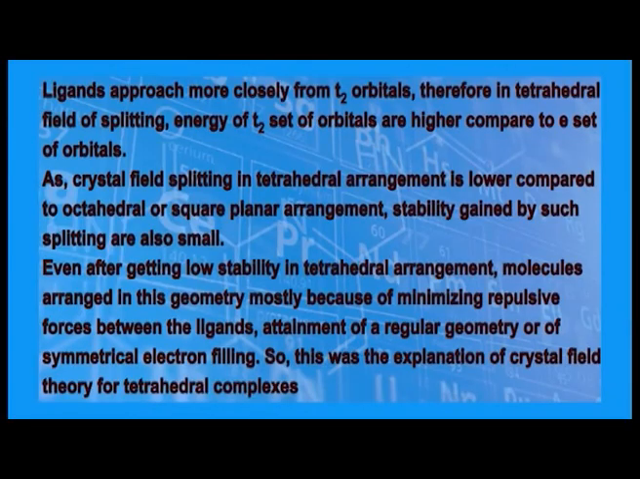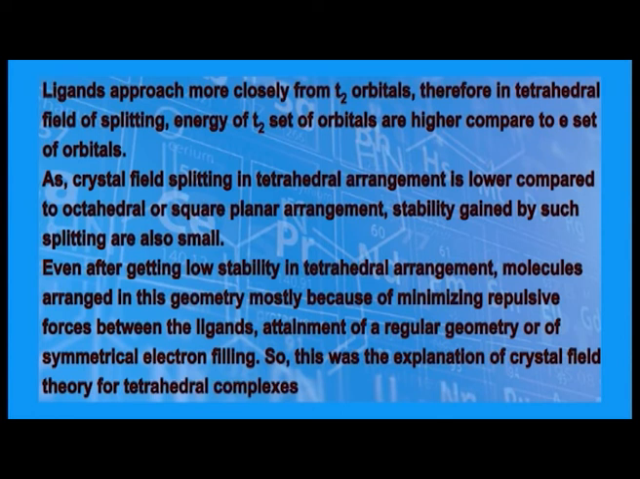Also, due to the approach of 4 ligands instead of 6 as in octahedral arrangement, the value of crystal field splitting is lower in tetrahedral arrangement. By the relation delta T equal to 4/9 delta O, you can calculate or compare the energy difference in tetrahedral and octahedral crystal field splitting. Since ligands approach more closely to the t2 orbitals, the tetrahedral field splitting of the t2 set of orbitals is higher compared to the e set of orbitals.